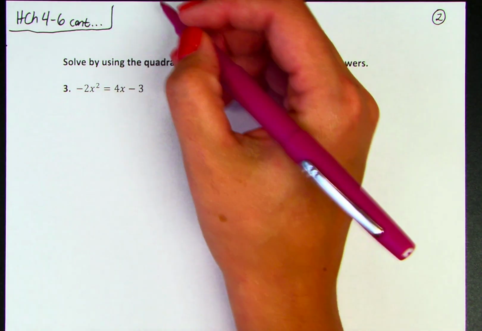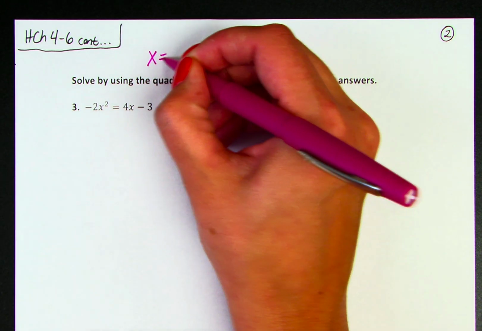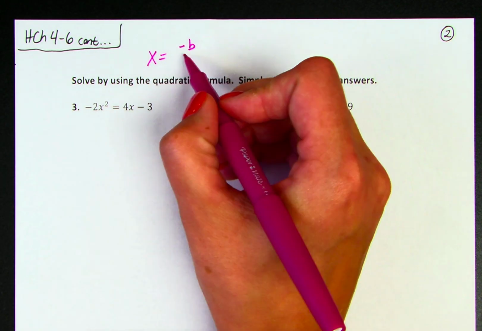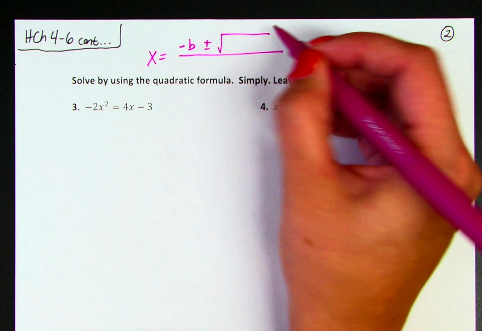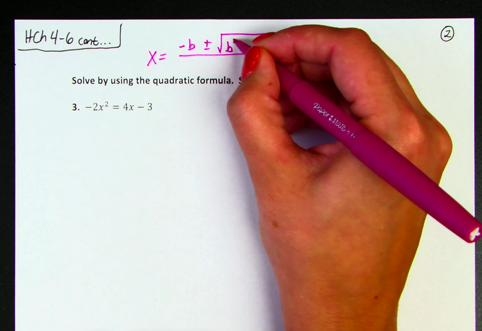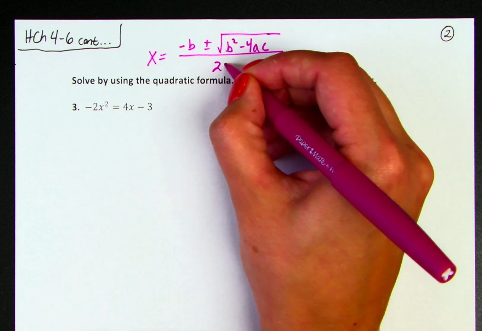All right, so at the top here, I'm just going to rewrite my quadratic formula so you guys can see that. So x equals opposite of b, and then plus and minus the square root of b squared minus 4ac all over 2 times a.